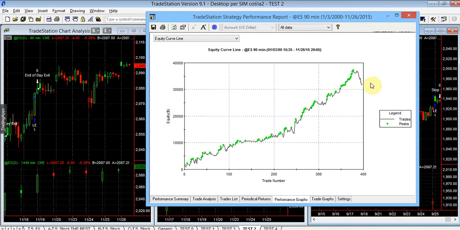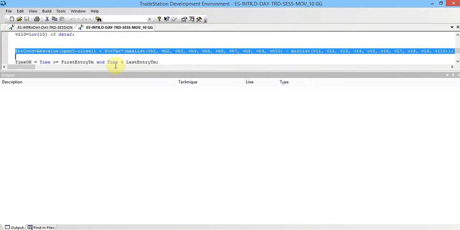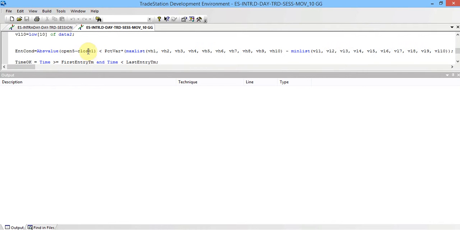Also, we have applied another filter to reduce the noise. We want to avoid operating when there is too much volatility in the market. And to do this, we just used this condition.